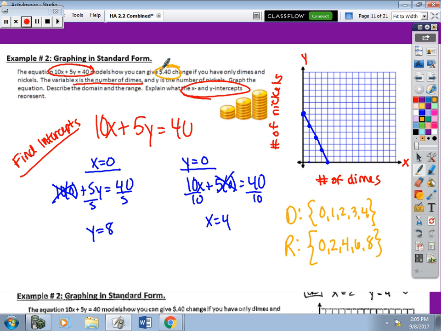The last thing we ask is to describe or explain what the y-intercepts mean. So the y-intercepts mean that you can make change of 40 cents with 8 nickels and 0 dimes. So it's kind of like the extreme, using just 1 coin versus a mixture of coins. This would be, we could use 4 dimes and 0 nickels.